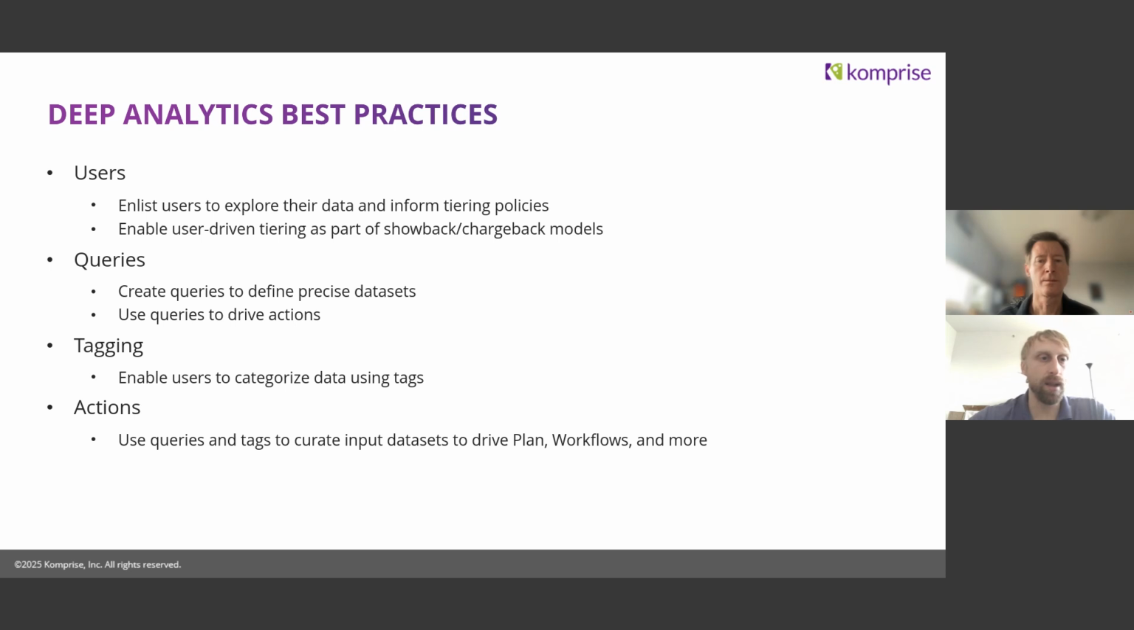And that way you have user-driven tiering, and essentially they can continue to tag files whenever they want to. They don't have to decide now, they can decide later what files they want to tag, and that will automatically be added to the plan and archived. And the way to really encourage them to do that is to implement a showback or a chargeback model.